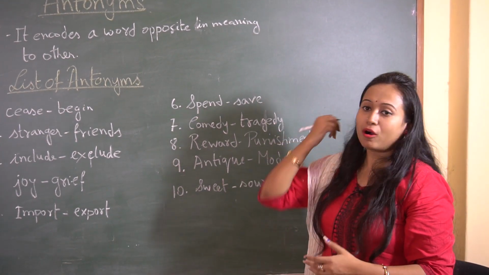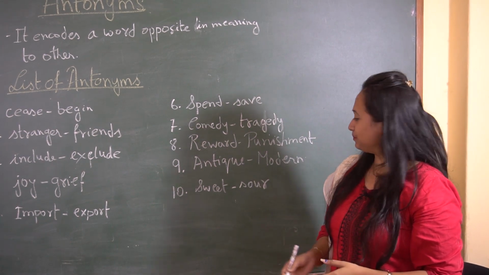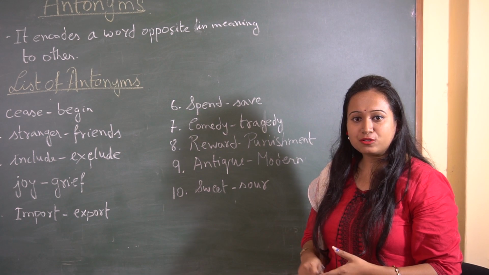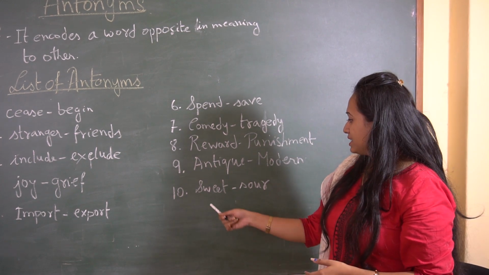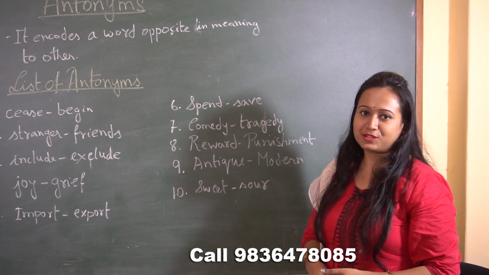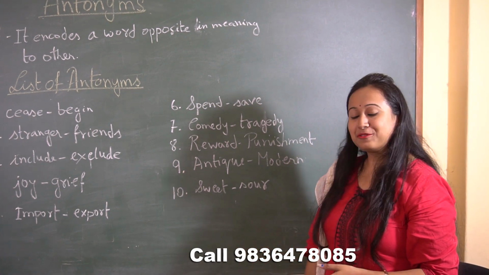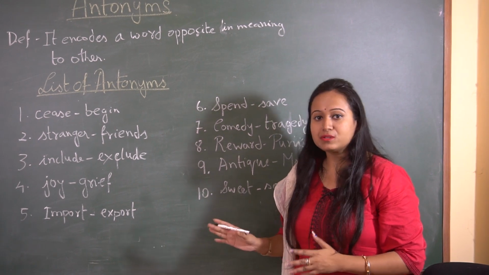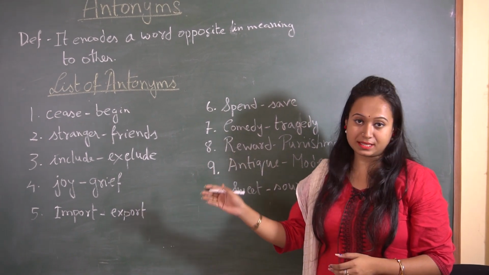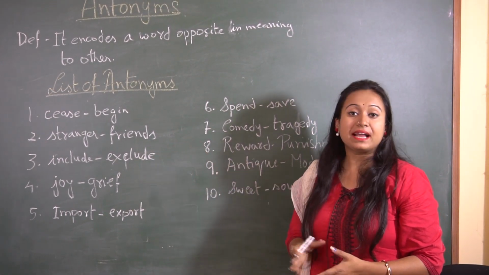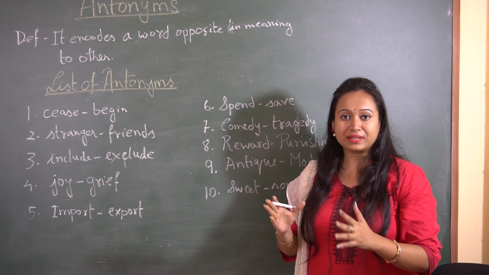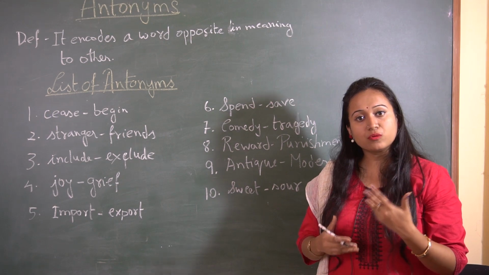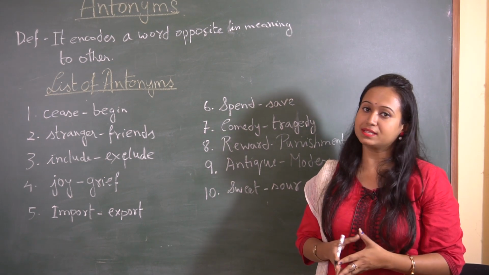Antique. I have got a set of antique jewelry. Modern. The modern techniques have been used to renovate the classroom. Sweet. Mangoes are sweet. Sour, you can use tamarinds are sour. So you see how widely I have used the particular sentences along with the list of antonyms, which is helping you to categorize between which is the particular word and how we are going to indulge it in making sentences.